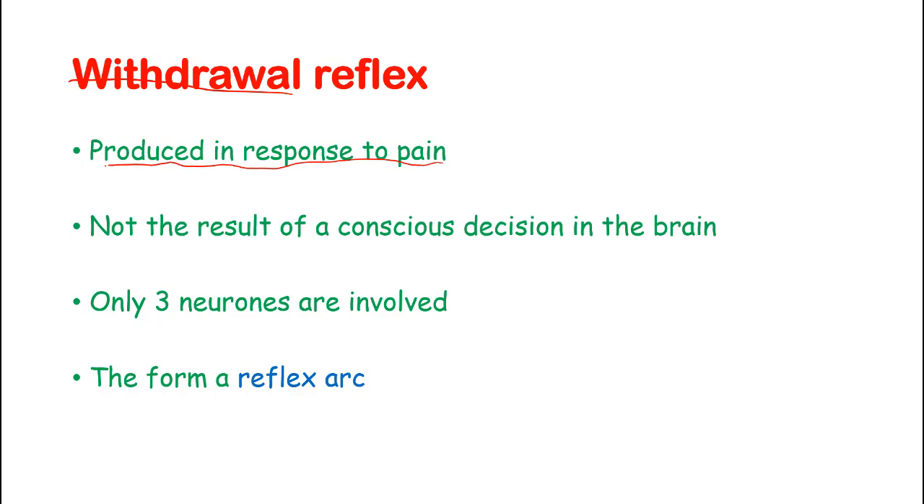So the example would be if you're walking around your house with no shoes on and you step on something really sharp like a plug or a bit of Lego, you automatically lift your foot because it's really, really painful and it stops any further damage happening. But the amazing thing about this is all that happens and there's only 3 neurons involved. A sensory, association and a motor neuron, and they form the reflex arc.